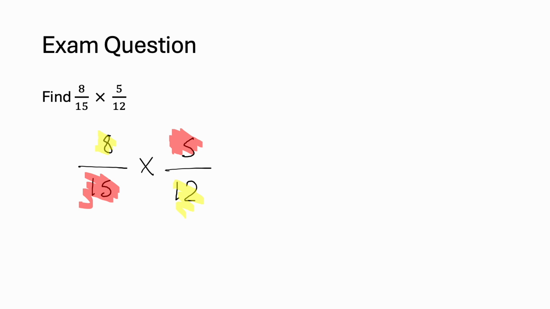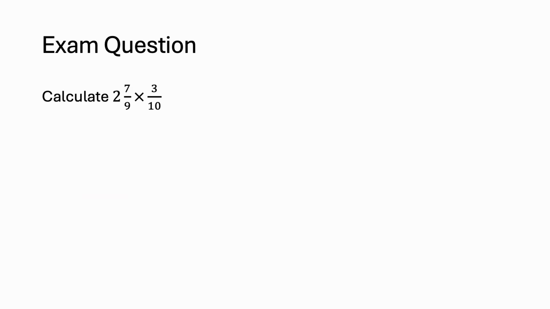And we see whether we can cancel them out. So let's look at the 15 and 5. 15 and 5 are both divisible by 5. So 5 divided by 5 is 1, and 15 divided by 5 is 3. 8 and 12, they are both divisible by 4. So 8 divided by 4 is 2, and 12 divided by 4 is 3. So now we just need to do 2 times 1, which is 2, and 3 times 3, which is 9. Is that simplified? Yes, it is. And that's it.